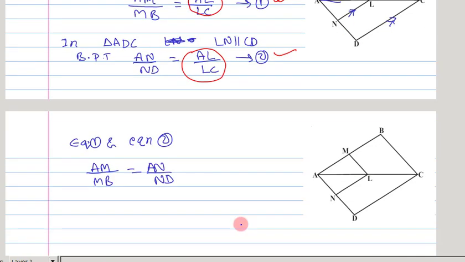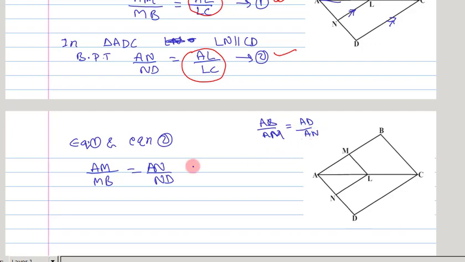We need to prove that AB by AM is equal to AD by AN. This we need to prove.